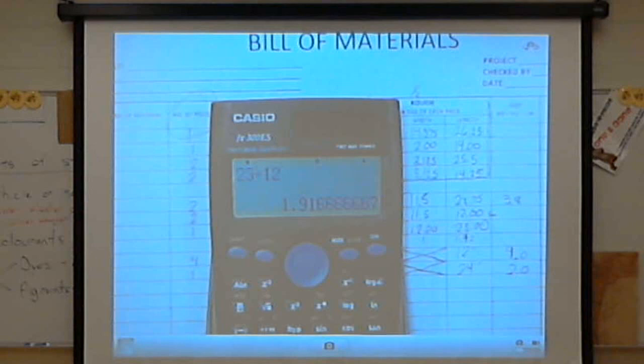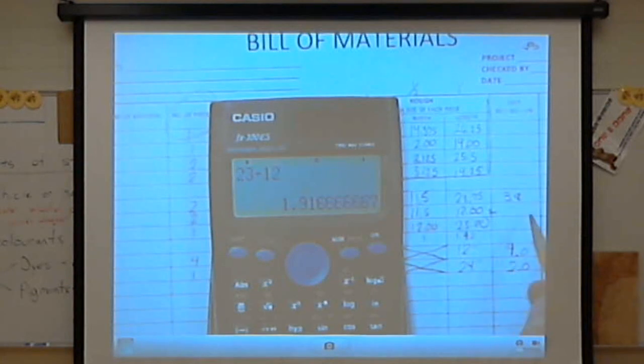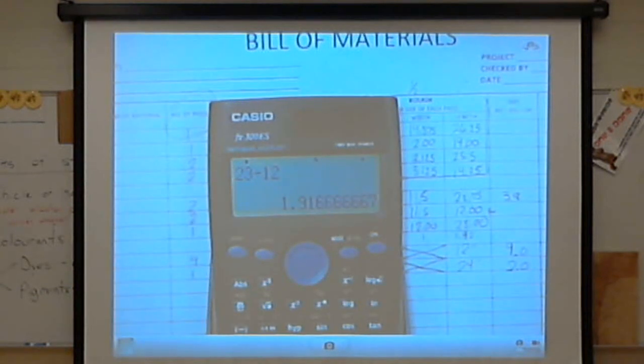So what I want you guys to do now is finish out these 2 columns right here, and then once you're done, go out into the shop.